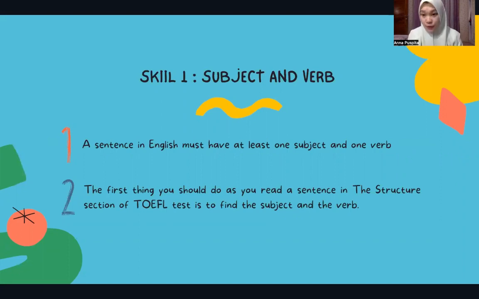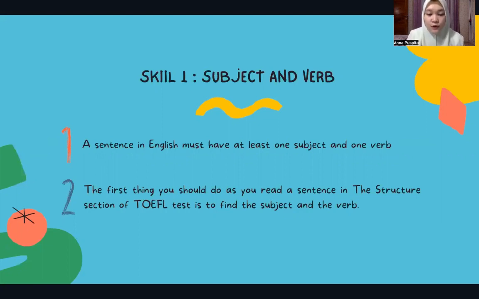You must remember, in one sentence, there should be at least one subject and one predicate, which can be a verb or can be a to be. When you face a question about structure, you must be able to analyze the sentence. Is subject or verb one of them missing or both? Let me read this slide for you. A sentence in English must have at least one subject and one verb.